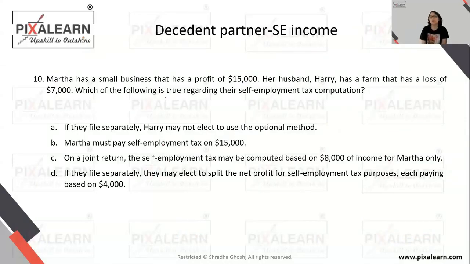Next question. Which of the following is true regarding their self-employment tax computation? One second. Great. Read slowly. See, there's a reason why these questions are given to you guys, right? Martha has a small business that has a profit of 15. Her husband Harry has a farm that has a loss of $7,000. Which of the following is true? Is set off possible? The answer is set off not allowed. Why? Because these are separate businesses. So yes, the answer is D.